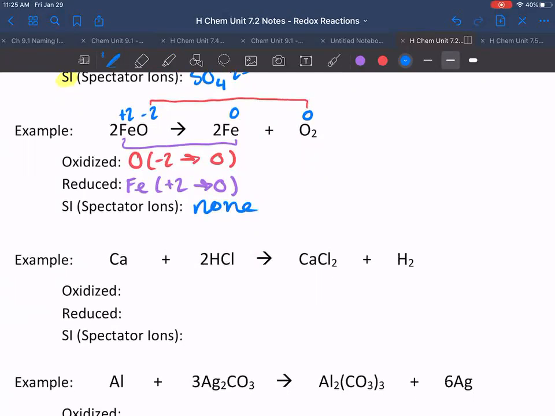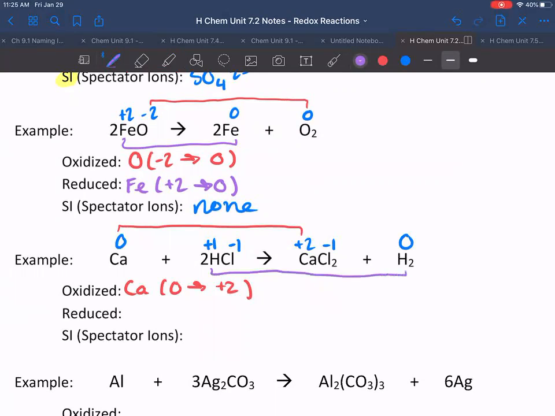Okay, so next one, we have 0, +1, -1, +2, -1, and 0. The one that is oxidized is going to be calcium. I'll write that down. Calcium goes from 0 to +2. Then we have hydrogen that goes from +1 to 0. Do you have spectator ions for this one? Cl -1. Okay.